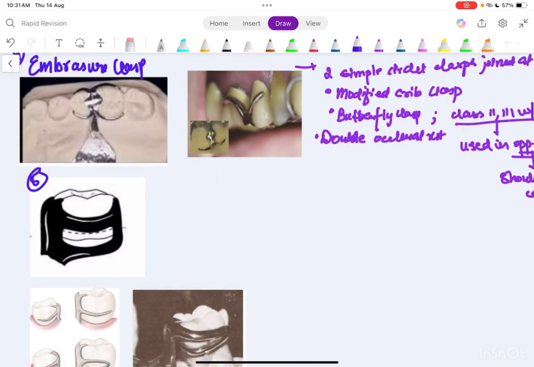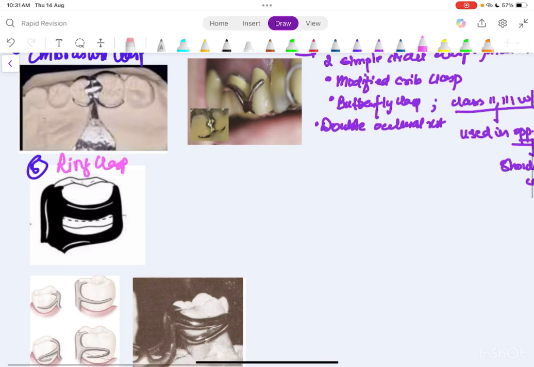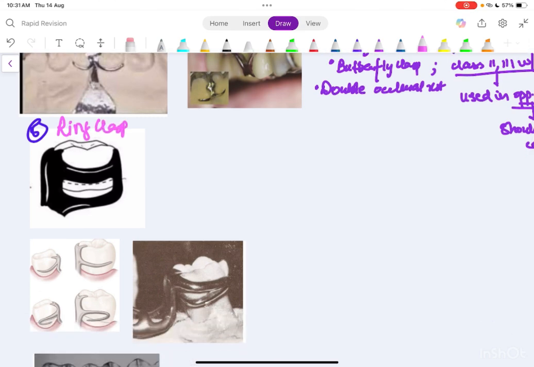Alright, then let's talk about the next one, fifth. Now fifth is our ring clasp. So this is ring clasp. Now in this basically it is indicated in lingually tipped molars, in mandible it uses the mesiolingual undercut, and in maxilla it engages the mesiobuccal undercut.